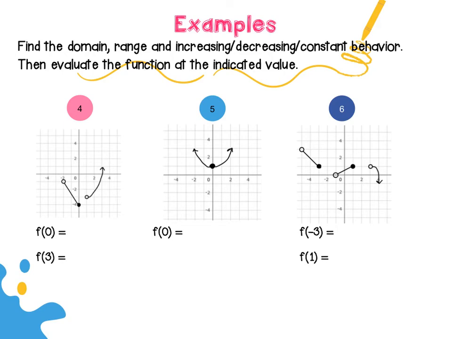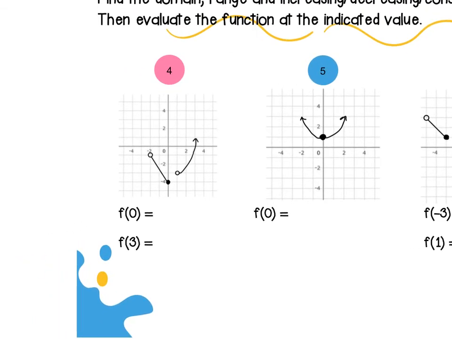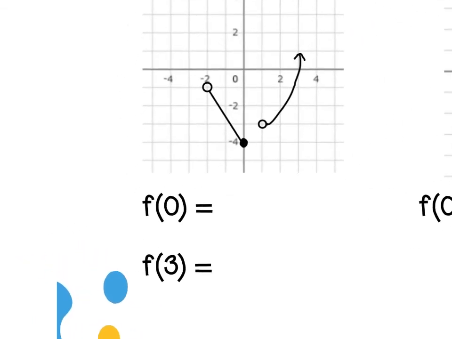Number 4, we're still doing the same thing. Only difference is we're going to evaluate the function at the indicated value. Now, the other day when we had to evaluate the function, you had an equation and you had to plug in that number for x. What we're going to do here is figure out our y value for that x that's in the parentheses. So let's go ahead and evaluate all of these first, and then I'll go back and do domain, range, increasing, decreasing, constant. So on this graph, remember the number that's in the parentheses is the x value.